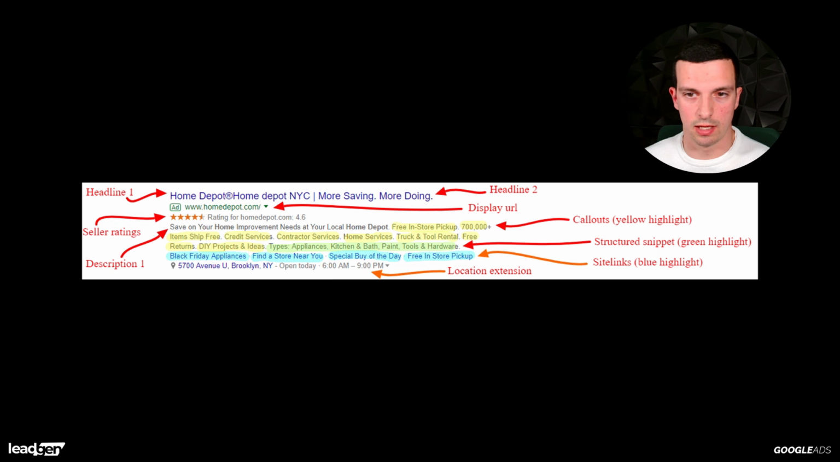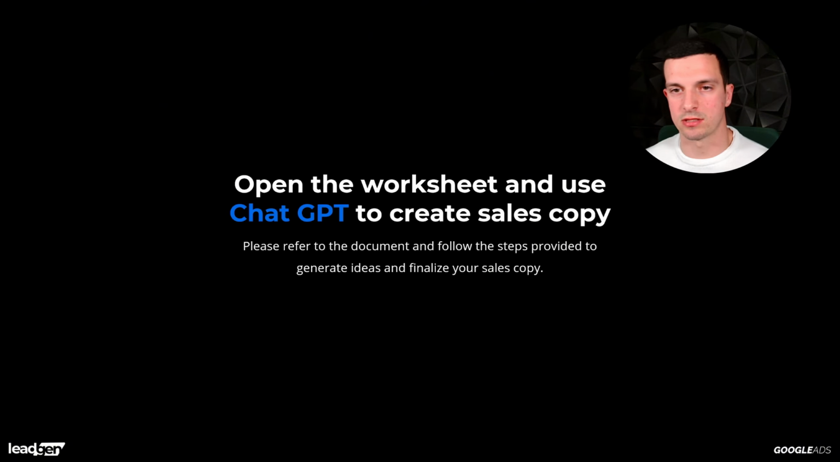You just set it up, and then based on your performance and everything, you might get some additional benefits. Then callouts, these yellow ones, are basically short callouts that you can add. Structured snippet, this is more like a list, like you see types, kitchen and bed, power tools, hardware, and then site links. That's the blue ones, and these are usually used to send people to other links on your website, but there's a little trick that you can use. I'm gonna show you how to use the same landing page and get 2 site links in it, and then location extensions and other extensions.